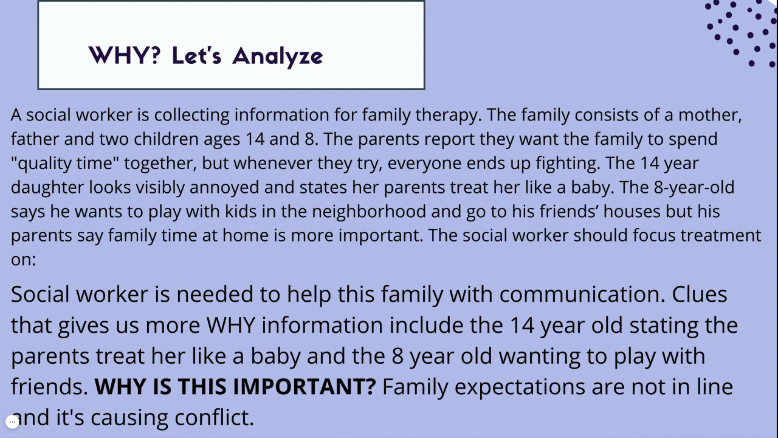So why is this important? All this information they give us, we need to see that their family expectations are not in line. Parents want more family time. 14-year-old said she's being treated like a baby. 8-year-old wants to play with friends. There is some expectation, some communication breakdowns, and it's causing conflict. We took all that information we had and we analyzed it to understand the question better.